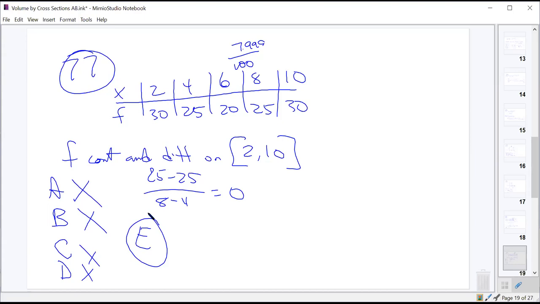For some value of x on the interval 2 to 10, f prime is 0. We've already shown that somewhere between 4 and 8 it must be, but also somewhere between 2 and 10, 30 minus 30 over 10 minus 2 is 0. The average rate of change between 2 and 10 was 0, so the instantaneous rate of change, the slope, must be 0 on that interval. So it's got to be choice E. Does that make sense? You good with that? Yeah. Ryan, question?